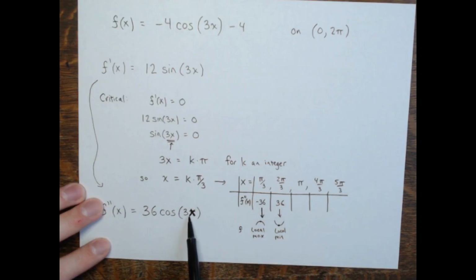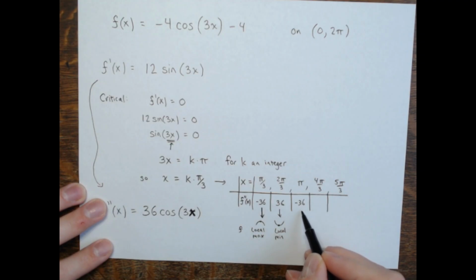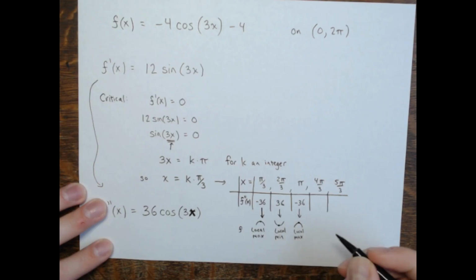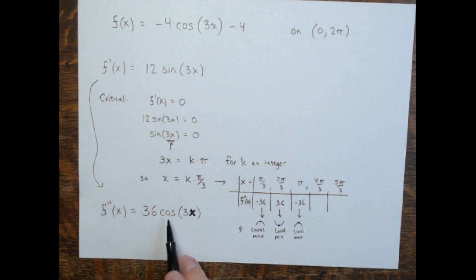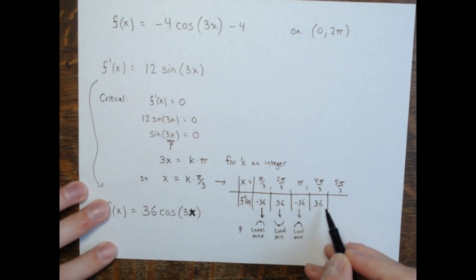And then hopefully you see how it's going to alternate here. When I plug in pi, the cosine of an odd multiple of pi, 3 pi, would be -1. So I get -36 again. So again, I'd be at the top of a hill, someplace where it's concave down. So the graph of f will have a local max again. If I plug in 4 pi over 3, that'll be the cosine of 4 pi, which is the same as the cosine of 2 pi, which is 1, times 36 is 36 again. That's a positive value, so I'm on a piece of curve that's concave up. F has a local minimum value there at x equals 4 pi over 3.